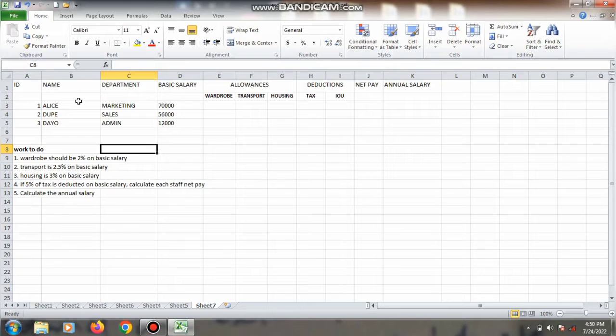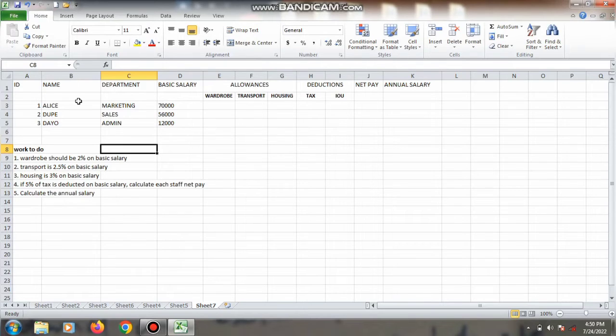Now look at the allowances. Allowances is always an addition to your salary. I believe you know that. When a company gives you an allowance, it's going to be a sum, an addition to what you are taking home. But when the company is deducting from you, they are going to take away from what you are supposed to take home. Now, we have been given the wardrobe, transport, and housing allowances, and the deduction is for the tax and the IOU. That means if you borrow from your company, they are going to remove it.